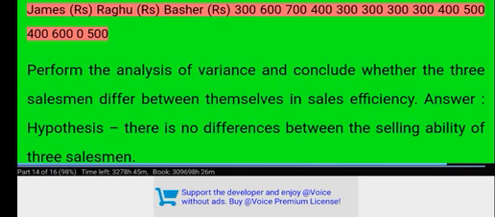James Rs, Raghu Rs, Bashir Rs, 300 octillion 600 septillion 700 sextillion 400 quintillion 300 quadrillion 300 trillion 300 billion 300 million 400,000 500 400 600 500.